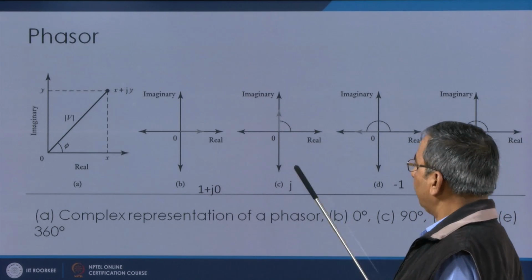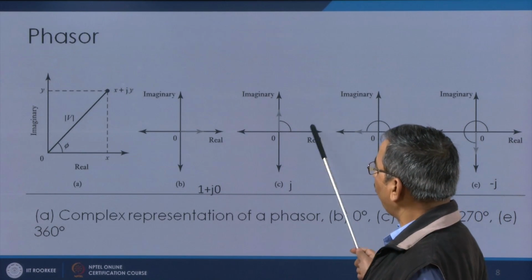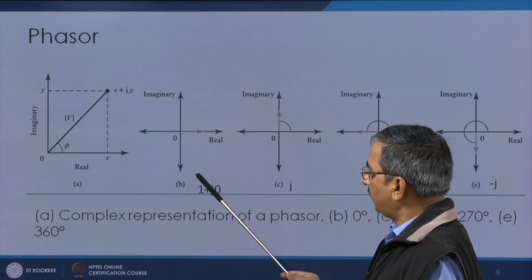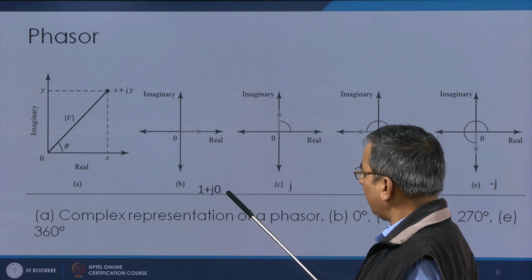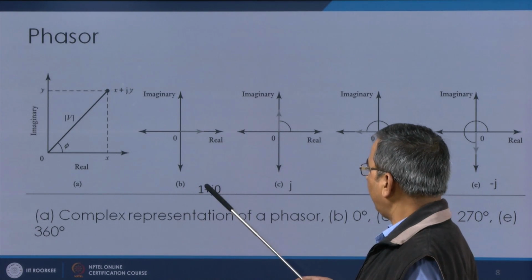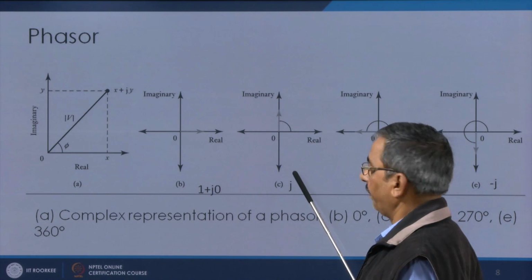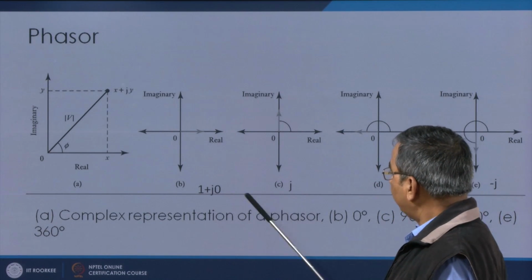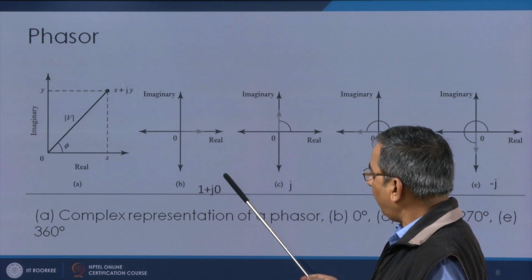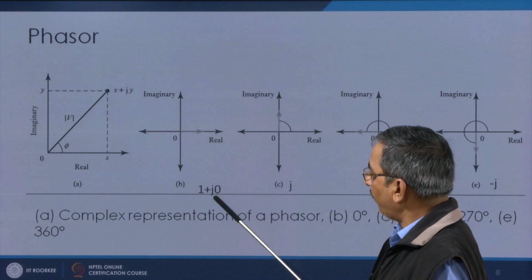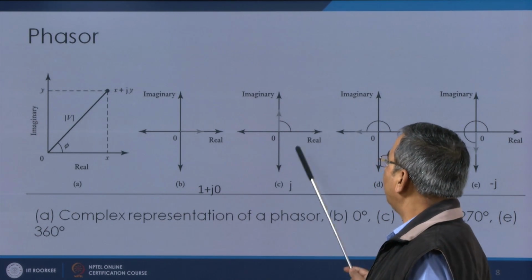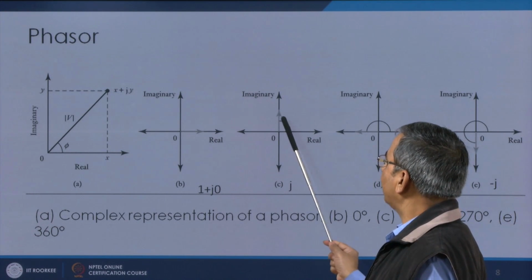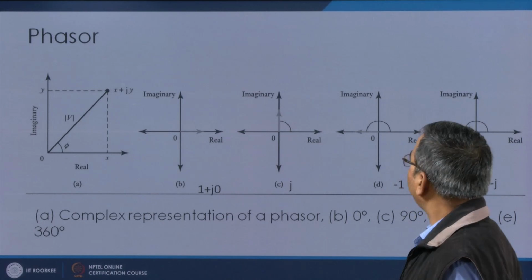Now, you see that what essentially we are doing is that if I multiply this 1 plus j 0 by j, okay, then I am going to this one. Okay. So, what this actually means is that multiplication of this complex number by j means that we are turning this phasor by 90 degrees. Okay.